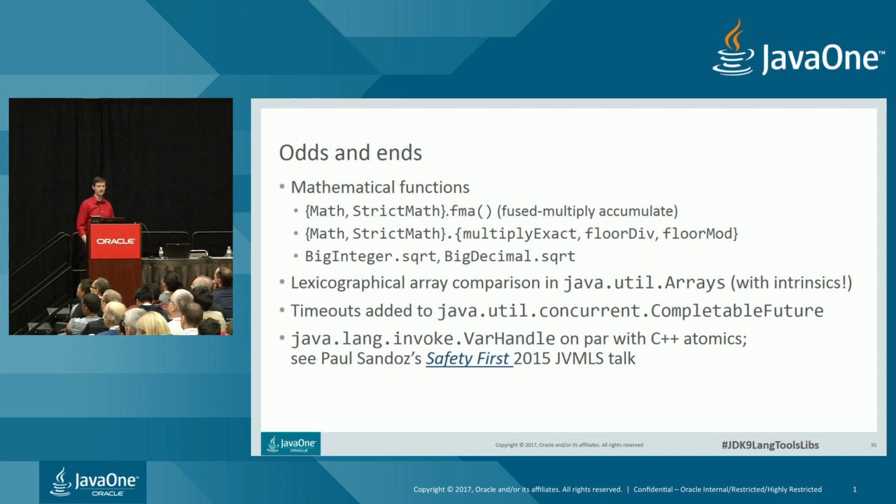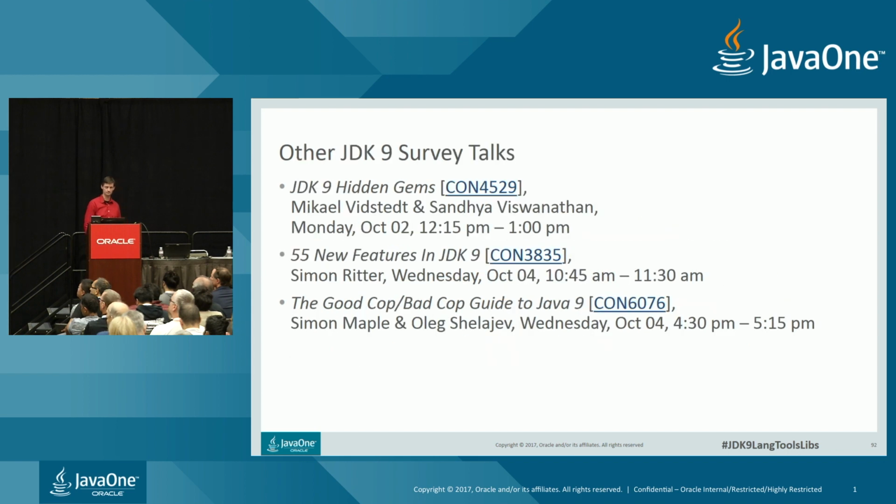And if you're interested in things like VarHandles, which is common for concurrent programming using things like C++ atomics, those have been added to the platform as well. And my colleague Paul Sandoz gave a talk about those at the JVMLS conference in 2015. There are some other survey talks about JDK 9 at the conference, if you want to hear other people's takes about what's good there. The first of these, JDK 9 Hidden Gems, focuses more on the VM and performance aspects of the platform, and the video for that is also up online already.